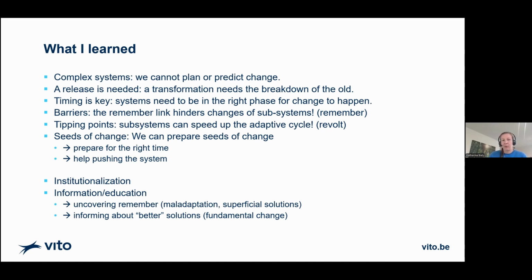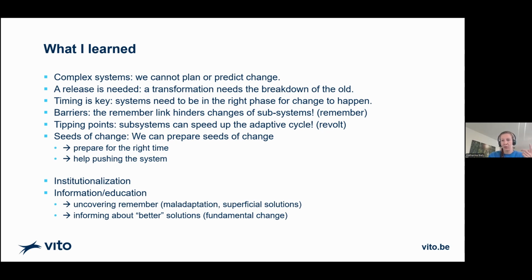As said, we cannot plan or predict the change, but we can prepare for it. And we have to prepare for it because when there is a release, when the current system is falling apart, the alternative needs to be ready. That also means that institutionalization is important. So the alternatives to a certain degree need to organize in order to be strong enough to survive the collapse of the system that is around us. So if the mobility system is crashing in a sense, we need to be strong enough to have some alternative ready. Information education is also key, I would say.